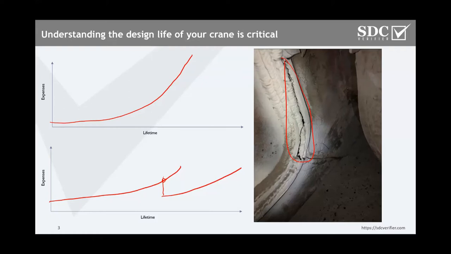So if you skip the upgrade, at some point your graph will be like this, because you will have a problem which makes the operations impossible, and every minute or every hour of downtime for the lifting equipment is very expensive. So it's better and smarter to think up front. It's better and smarter to understand the design life of your crane and make the modernizations on time, and be sure that you can continue the safe operations for a significant amount of time.